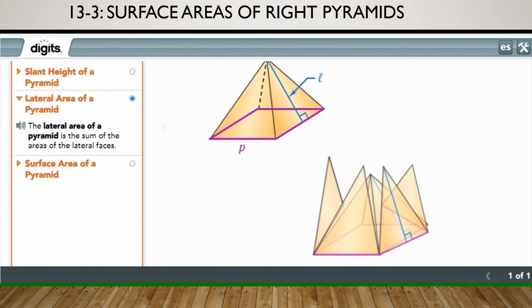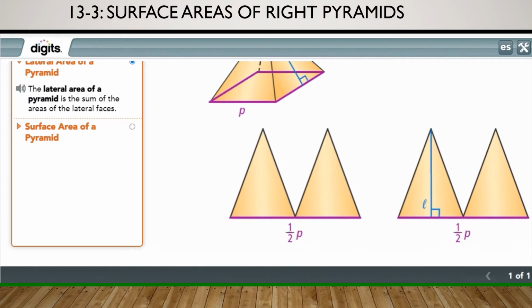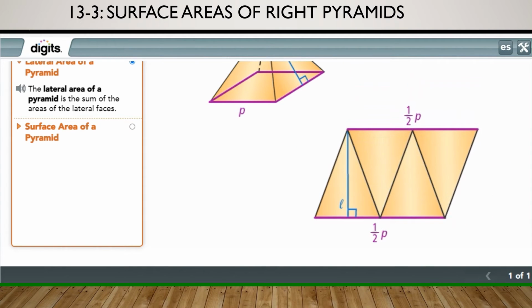You can unfold the lateral faces of a pyramid into a group of triangles. Notice that the lengths of the bases of the triangles added together equals the perimeter of the base of the original pyramid. And the height of each triangle is the same as the slant height of the pyramid. You can form a parallelogram by splitting the triangles into two halves and putting them back together. The lateral area of the pyramid and the area of the parallelogram are equal.